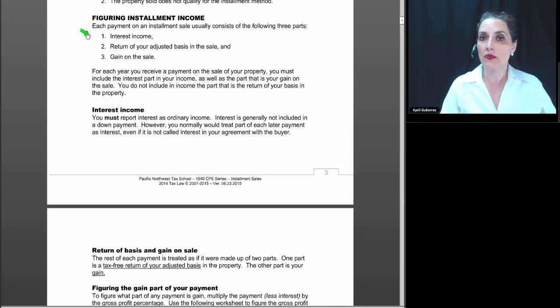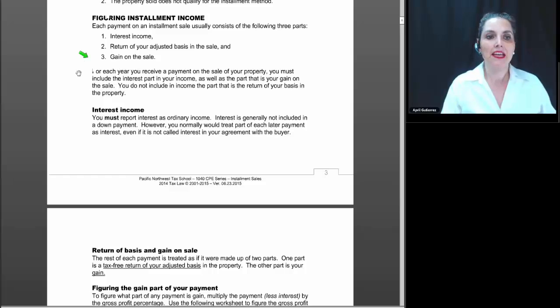Interest income will, of course, be ordinary income, and typically you would report that on Schedule B and then carry it over to line 8 of your tax return. The return of your adjusted basis on the sale is not taxable at all. You don't include that part in your income. And then the gain on the sale is the profit or capital gain, and it's going to receive, in most cases, capital gain treatment that would carry over to line 13 of the tax return and be reported as capital gain income.